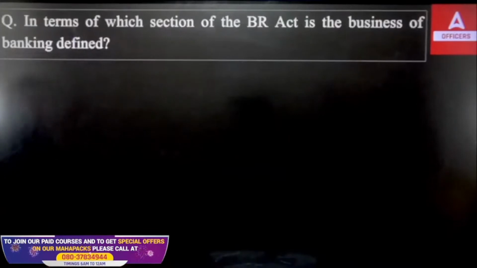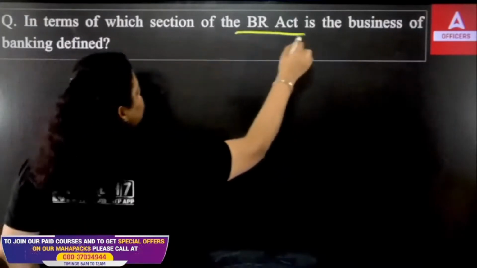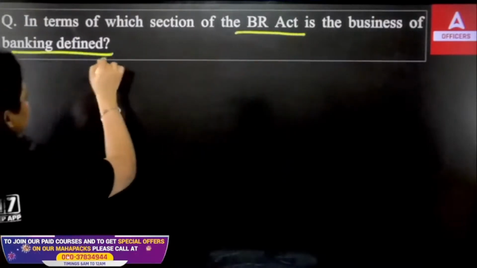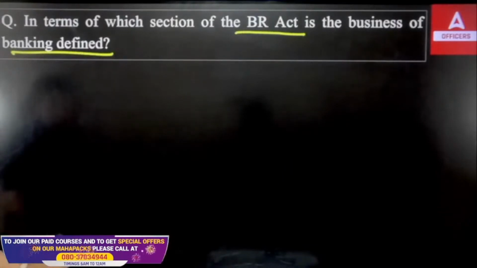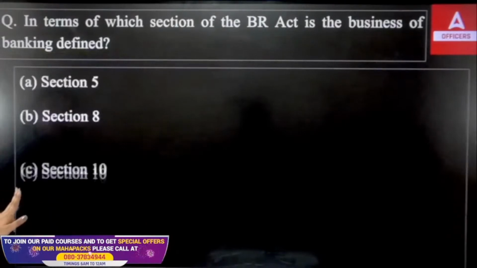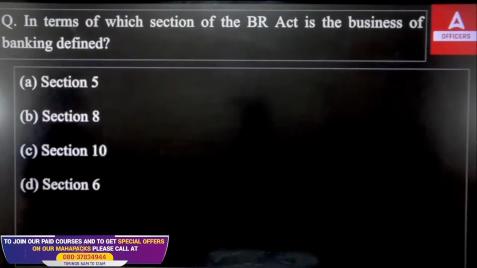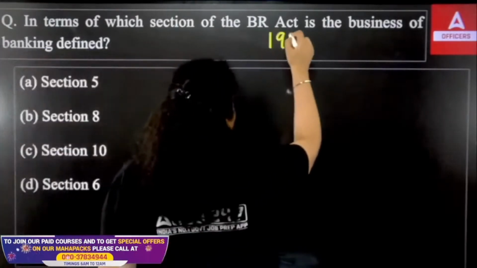Now, in which section of the Banking Regulation Act is the business of banking defined? In which section is the business of banking defined? The sections in front of you are 5, 8, 10 or 6. And the Banking Regulation Act was introduced in the year 1949.